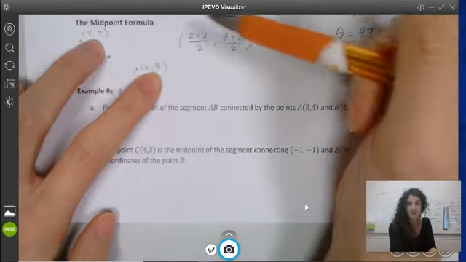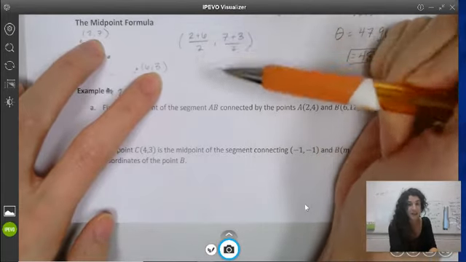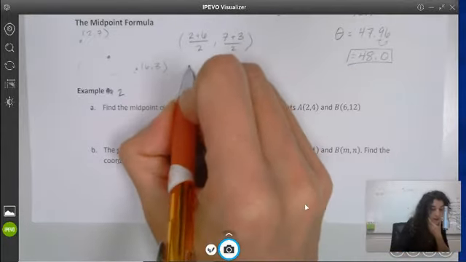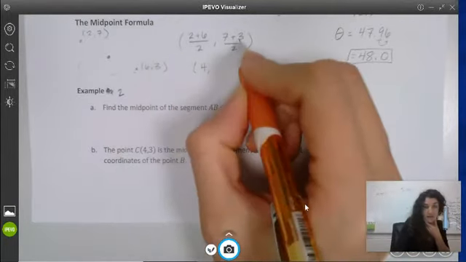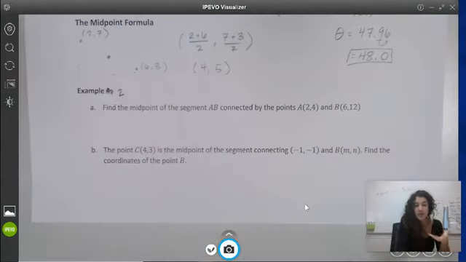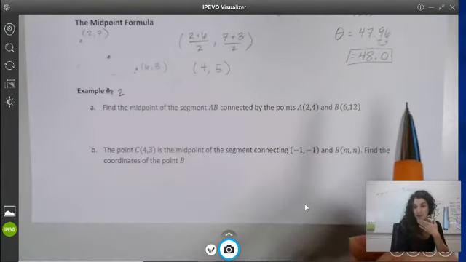Quick reminder in case any of you thought of this, remember if there's a plus in between, things cannot cancel out. So you do have to add. 2 plus 6 is 8 divided by 2, which is 4. 7 plus 3 is 10 divided by 2 is 5. So that's the general idea of finding the midpoint.